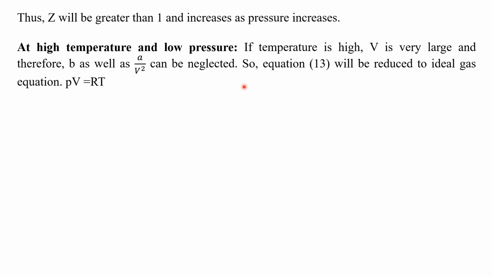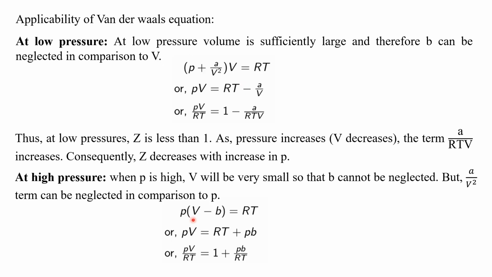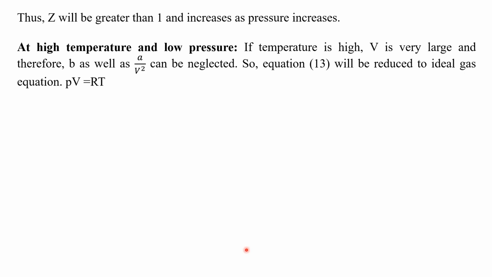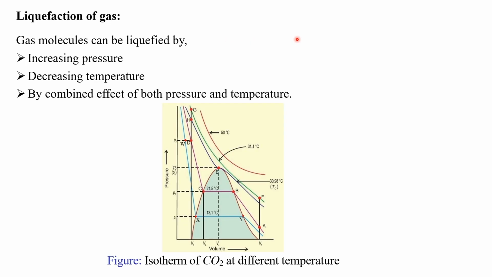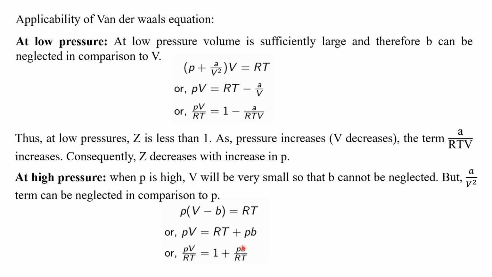So at higher pressure, we get P times V minus b equals RT, for n equals 1, that is, for 1 mole of gas. So we get PV equals RT plus Pb. So PV by RT is 1 plus Pb by RT. Thus Z will be greater than 1 and increases as pressure increases. You can see as pressure increases here, this is the Z value, it is greater than 1.